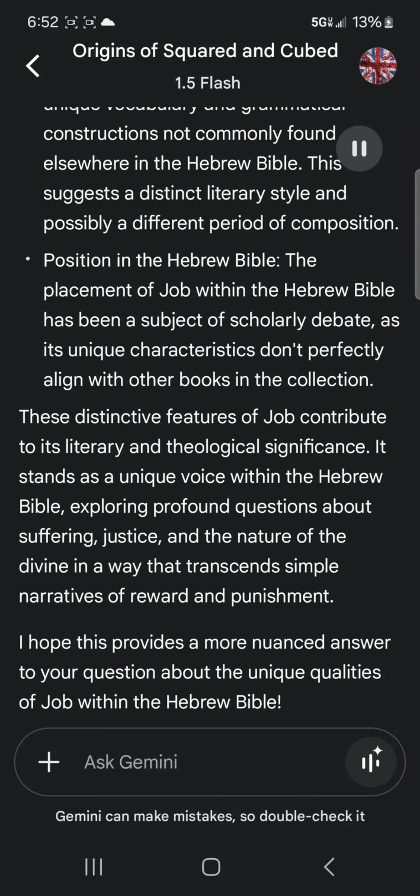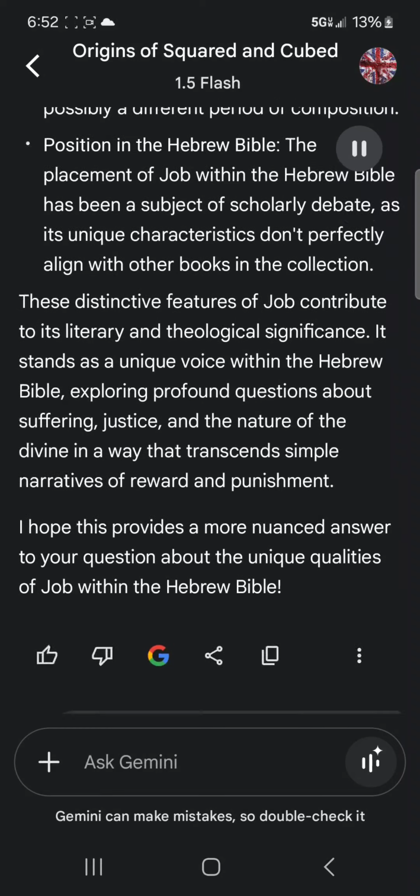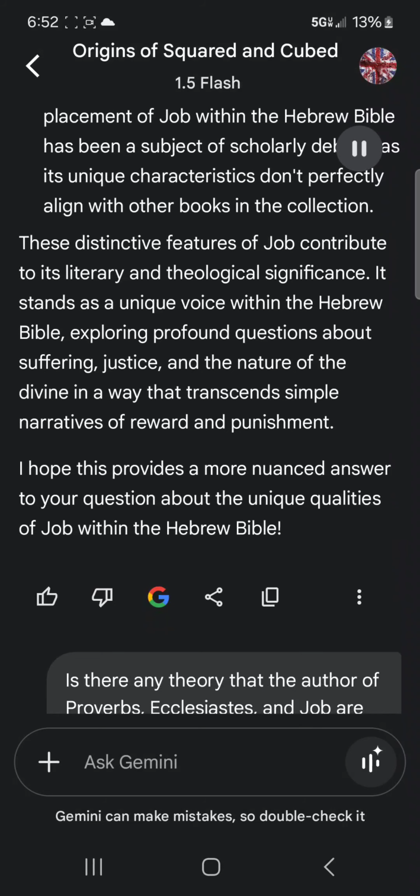The placement of Job within the Hebrew Bible has been a subject of scholarly debate, as its unique characteristics don't perfectly align with other books in the collection. These distinctive features of Job contribute to its literary and theological significance. It stands as a unique voice within the Hebrew Bible, exploring profound questions about suffering, justice, and the nature of the divine in a way that transcends simple narratives of reward and punishment. I hope this provides a more nuanced answer to your question about the unique qualities of Job within the Hebrew Bible.